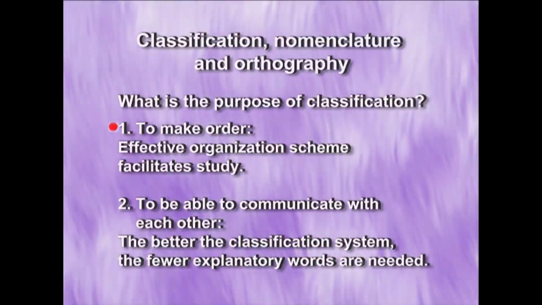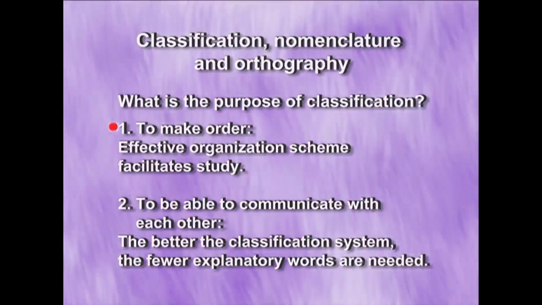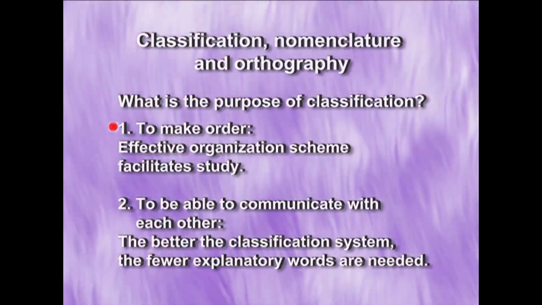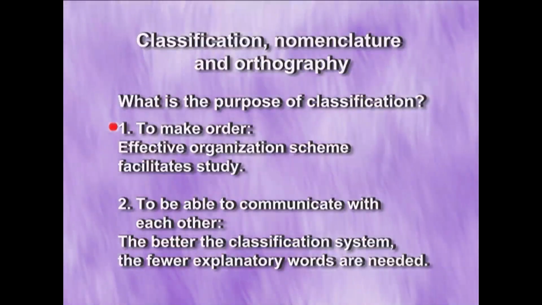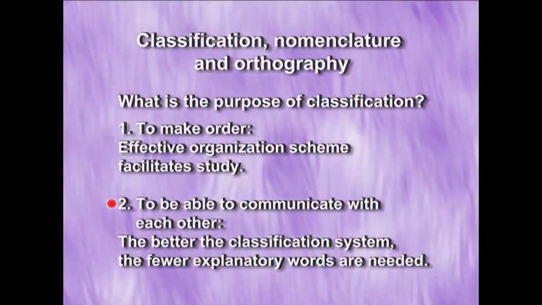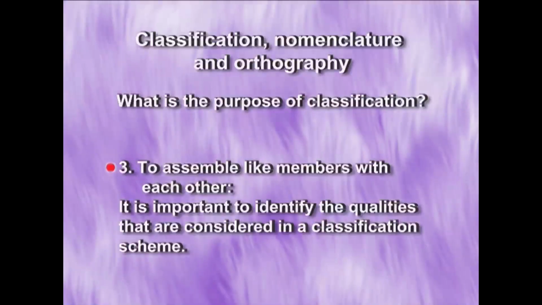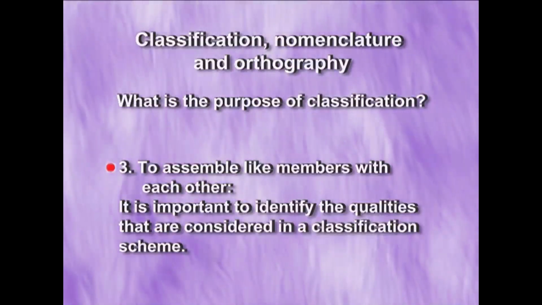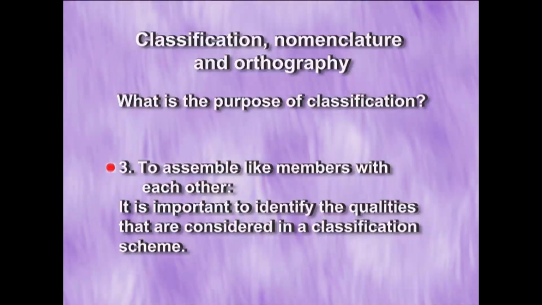First, the classification of any living organisms is done to bring some order, meaning to bring some sort of organization, wherein organisms of similar criteria or similar characteristics can be clustered together into one group. The second importance of classification is to be able to communicate, so that members of different groups can communicate among each other. And the third important thing is to assemble like members with each other.